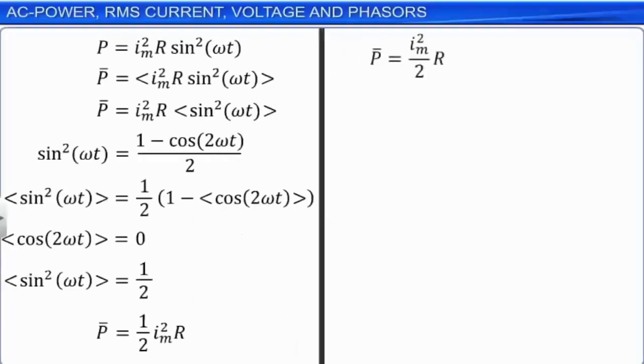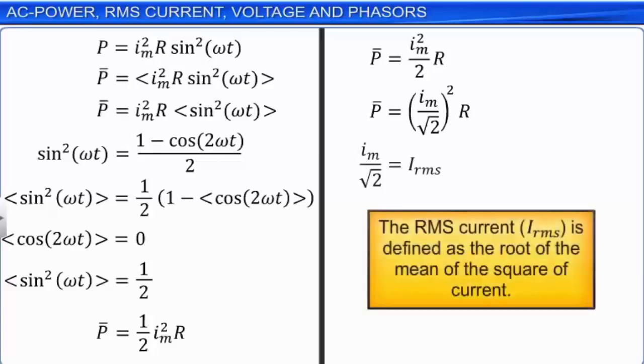If we define a new value of current to be associated with AC, that is, Im by root 2, we can get the expression of power dissipated from a resistor in AC current in the same way as in DC current. That is, I square R. This new value of the current is called root mean square. In short, RMS current, denoted by IRMS or effective current.